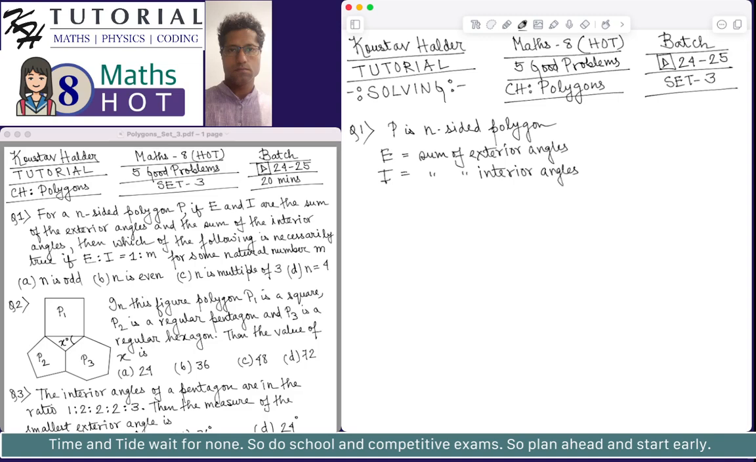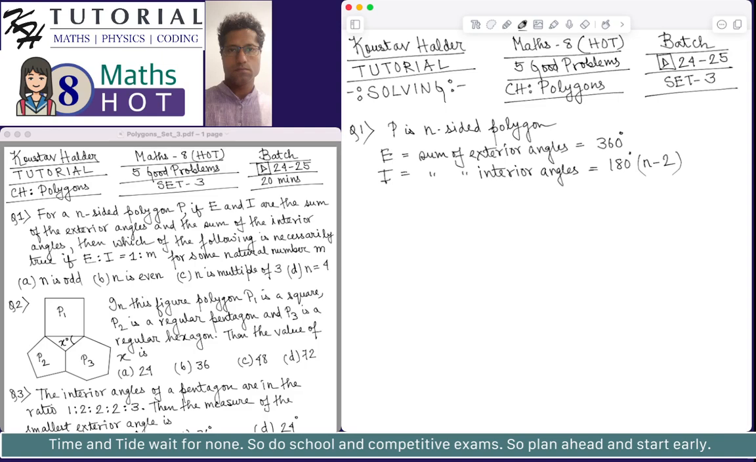Now the sum of exterior angles of a polygon of n sides, we know it is always 360 degrees, irrespective of n, that is for any number of sides. For a polygon, the sum of the exterior angles is always 360 degrees. And the sum of the interior angles for a polygon of n sides is equal to 180 degrees multiplied by n minus 2. This we know from the formula.